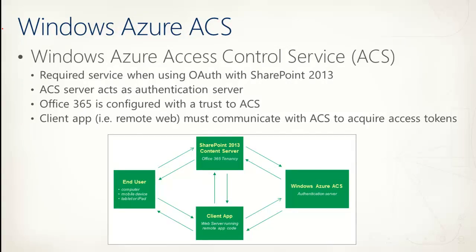In a second, I'm going to show you an animation that's going to go through this in a lot more detail. But at this point, what we're going to see is the content server is Office 365, and its SharePoint 2013 tenancy. There's my client app, which is a remote web that runs somewhere, and both of those parties are going to need to access ACS.